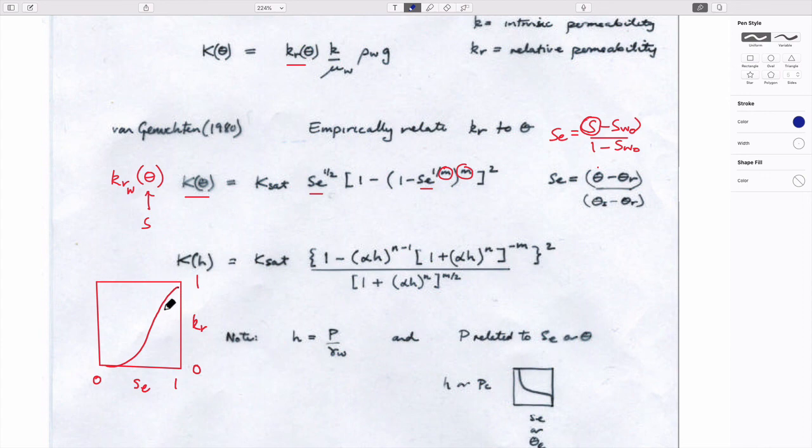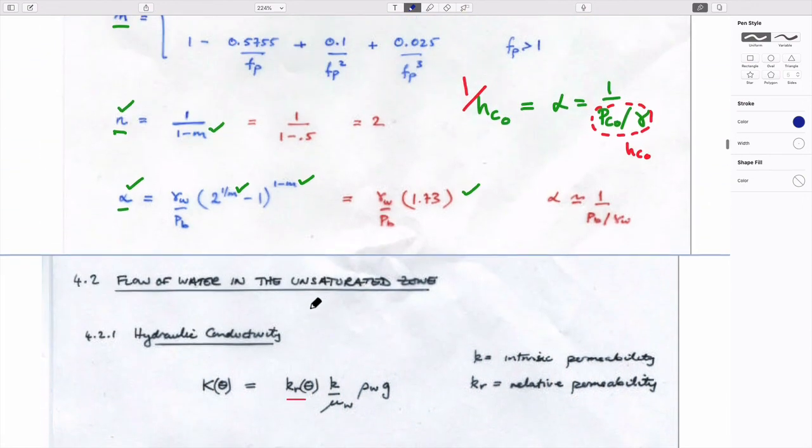So this now is defined as a function of this m parameter and of the effective saturation. And I missed it somewhere up here, but m is a function of n.